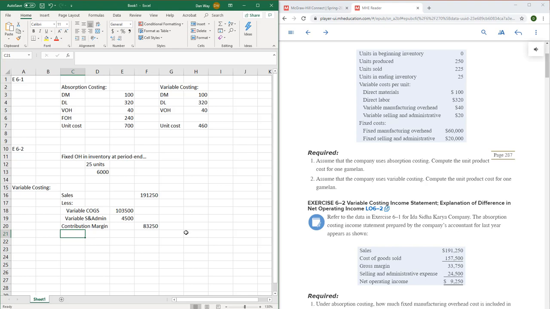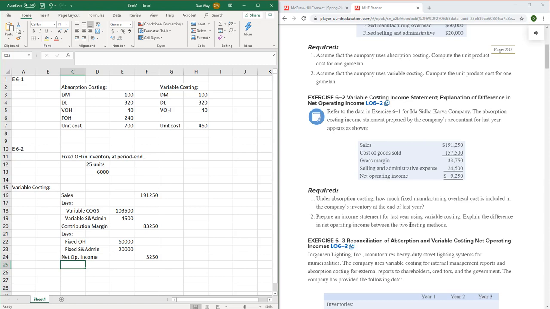$83,250. Then we're going to take away all of our fixed expenses. In this case, we've got the fixed overhead, which we know was in total $60,000. And we also had those fixed selling and admin expenses as well for $20,000. And that leaves us with our net operating income. To be explicit again, contribution margin of $83,250, minus fixed overhead and minus fixed selling and admin, leaves us with net income of $3,250.